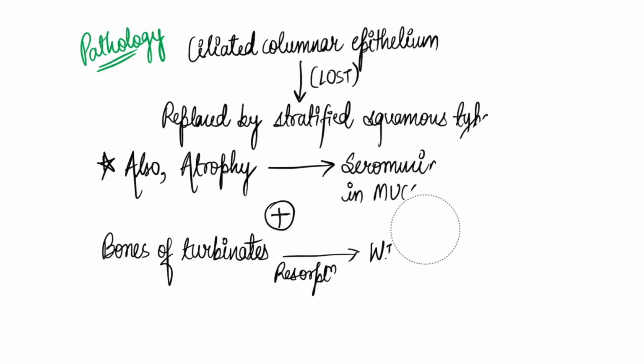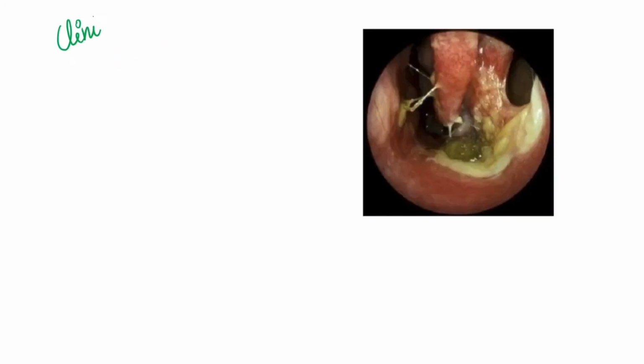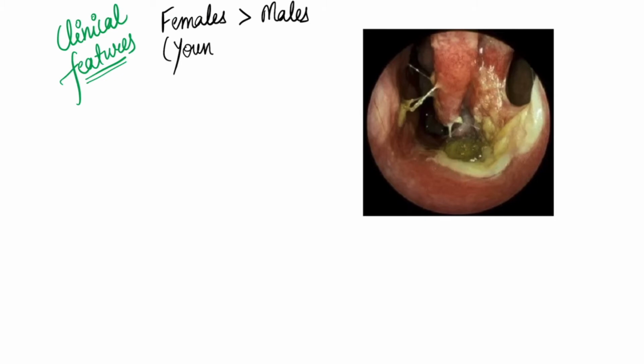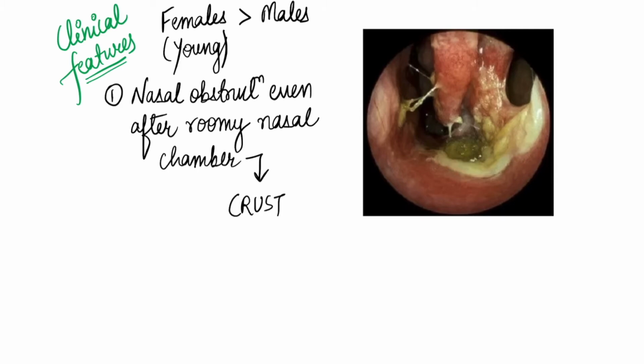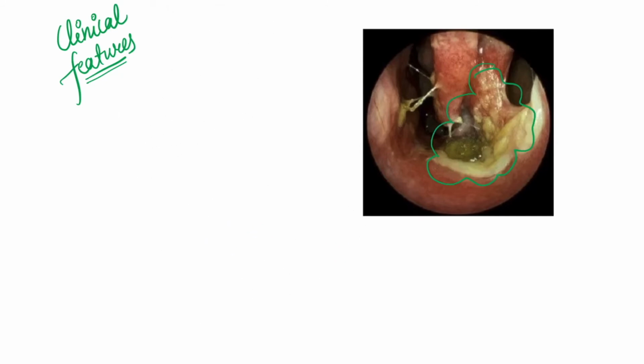Now we are going to talk about some clinical features of the condition. This condition is more common in females, that too in young females. So the first clinical feature is that even after having a roomy nasal chamber, there is nasal obstruction, which is because of crust formation. Now what is crust? The crust is dried mucosa, as you can see in the given picture.